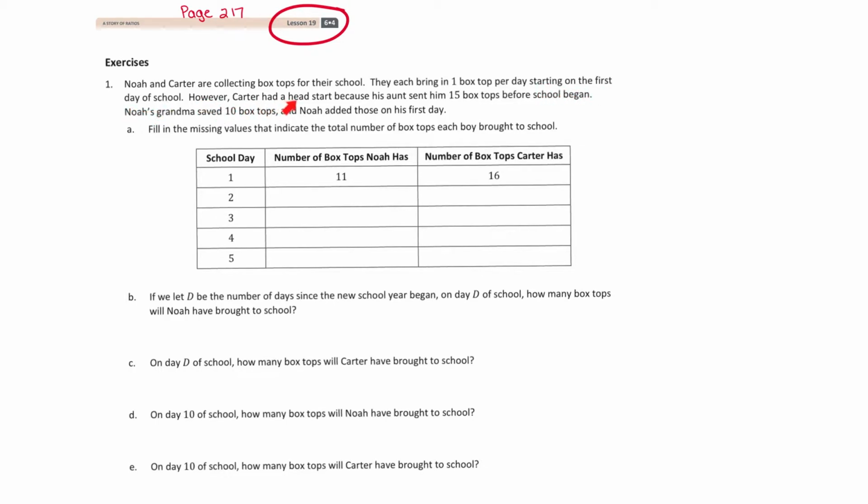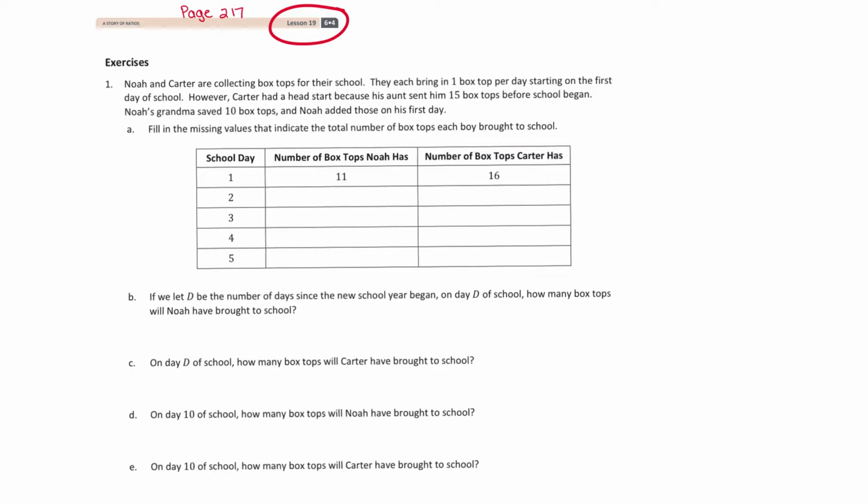However, Carter had a head start because his aunt gave him 15 box tops before school began. Noah's grandma saved 10 box tops, and Noah added those on his first day. Fill in the missing values that indicate the total number of box tops each boy brought to school.